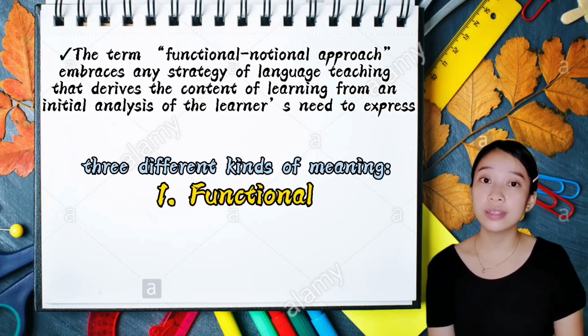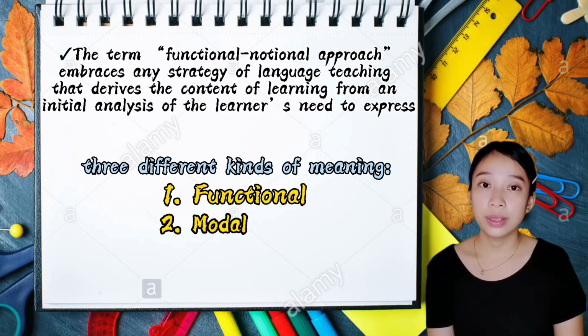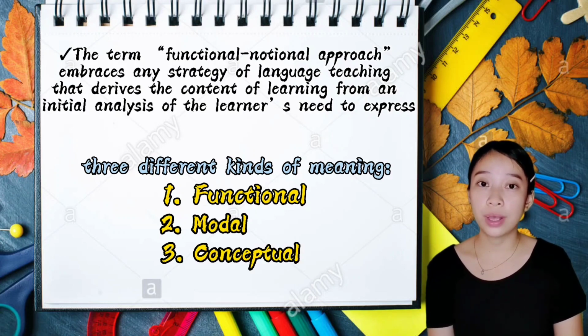The first one is functional, the social purpose of the utterance. Modal, the degree of likelihood. The last one is conceptual, the meaning relations expressed by forms within the sentence.